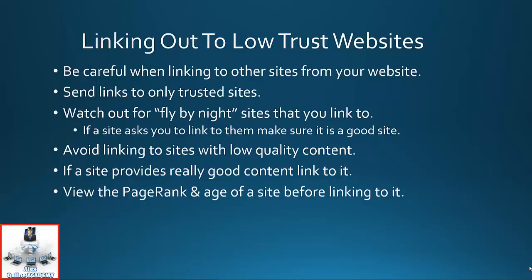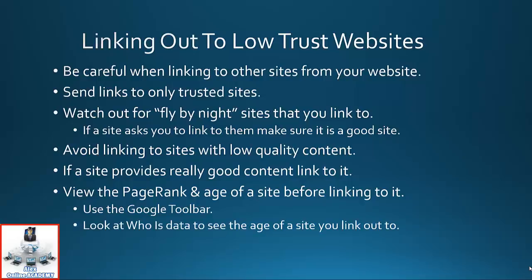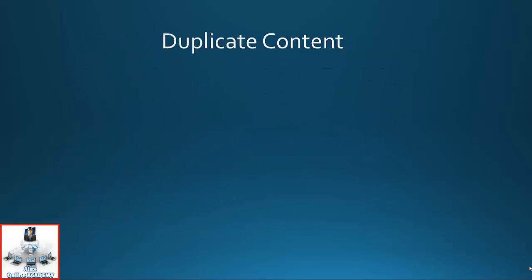View the page rank and age of a site before linking to it. Use the Google toolbar to get an idea. The Google toolbar will tell you what the page rank is for that site, how it looks. Look at the Who Is data to see the age of a site that you link to. Has it been around for more than a year? That might be a good factor. If the site was just built a few months ago, there's a good chance it might be a fly-by-night. It doesn't always mean it is, but it's a good chance, and it may be something that you want to wait on and say, you know what, come back to me in a year or two if your site's still there, and then we'll talk about maybe getting a link. You don't want to just link to a site, because that could involve you having to take that link down, edit it later, and that also is a bad user experience as well.